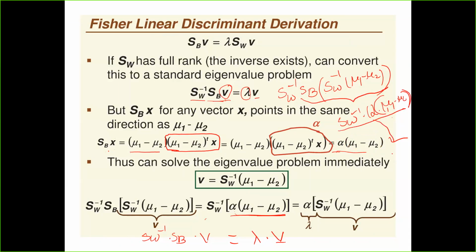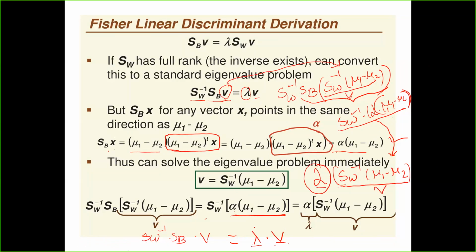Yes, sir. So now this can be written as, if I bring this alpha outside, alpha times SW inverse mu1 minus mu2. Okay. So what is this SW inverse mu1 minus mu2, sir? Isn't it the V that we took here? Isn't it the V that we took? Right. Yes. And this alpha is some scalar. So it means we are getting this in this format, SW inverse SBV is equivalent to some scalar lambda times V.